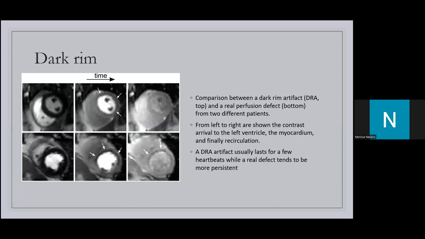Again, we've got the dark rim artifact here. If we look at the top row, we've got a comparison between the dark rim artifact and a real perfusion defect at the bottom. It's from two different patients, okay? So from left to right, we've got contrast arrival here in the left ventricle, and then here into the myocardium, and then recirculation. Again, as I said, the DRA or the dark rim artifact usually lasts only a few heartbeats, while the real defect tends to be more persistent. So here we can see it while you've got your blood pool there. Here's the dark rim artifact, and here in recirculation, you've still got the dark rim artifact there.